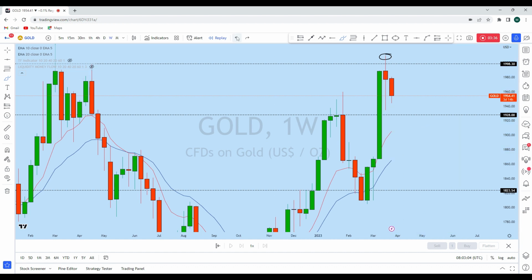So there is a probability, before the monthly close, of a massive drop, or at least a certain level we can expect it to drop to. So anyway, we will be waiting for a selling opportunity.